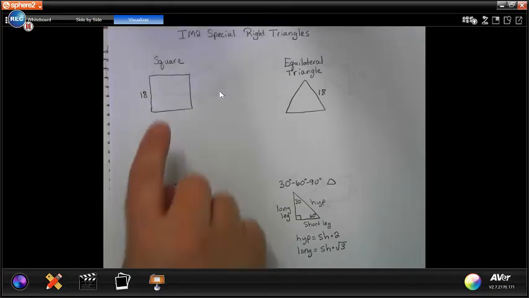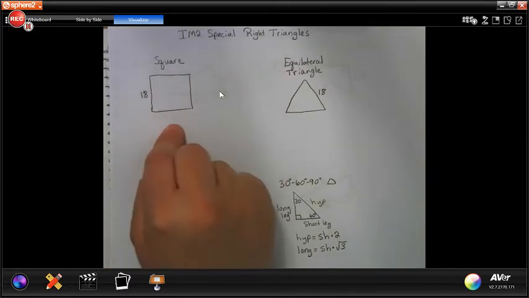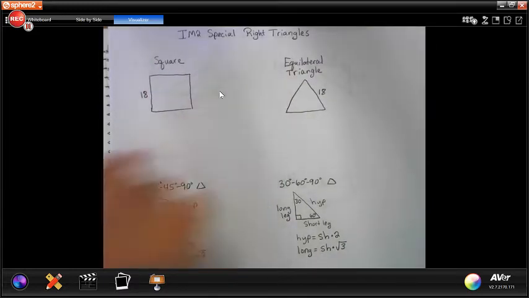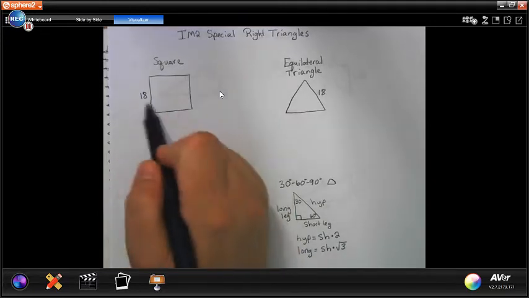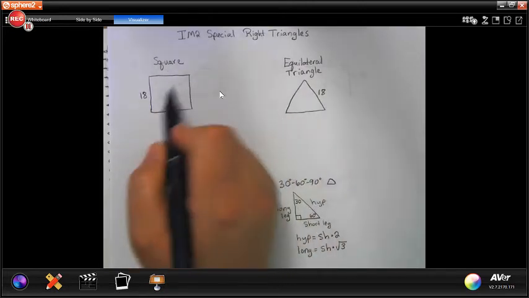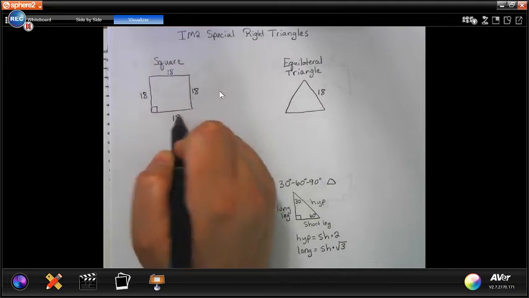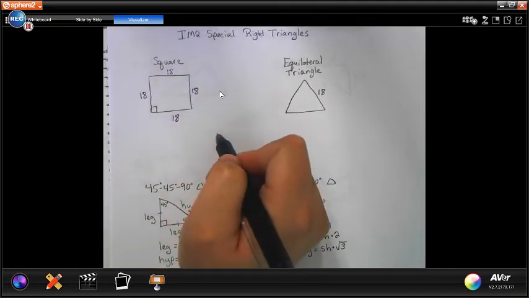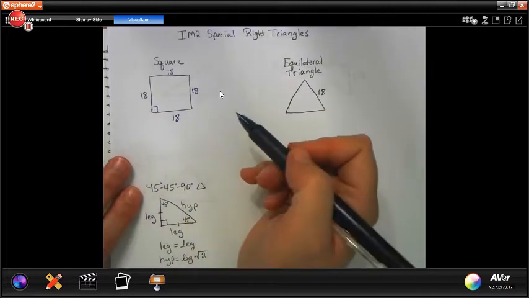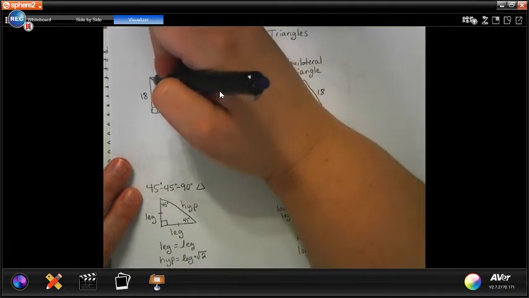Alright, so you see here I have a square. Okay, squares, we talked about squares. You did squares in the last chapter. Squares have all equal sides and all right angles. Okay, so since this side is 18, this side is 18, and this side is 18, and this side is 18. All the angles are right angles. Okay, so we're talking about triangles, of course, not squares. So to make this a triangle, I draw a diagonal.